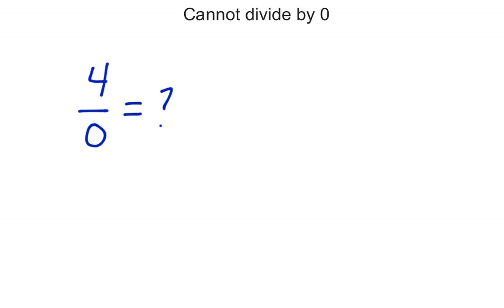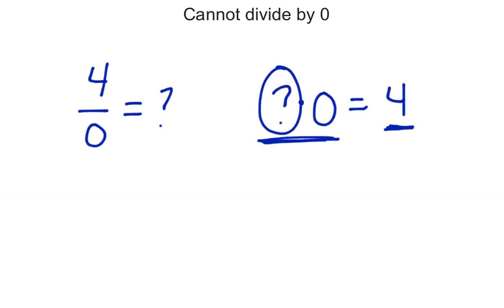What that would mean is that whatever that value is that this is equal to, so my question mark here, times 0 should equal 4. Well, can you multiply something by 0 to get anything besides 0? No, when you multiply by 0, you get 0 as the result. And so there is not a value that will make this a true statement where I can multiply something times 0 and get something other than 0.